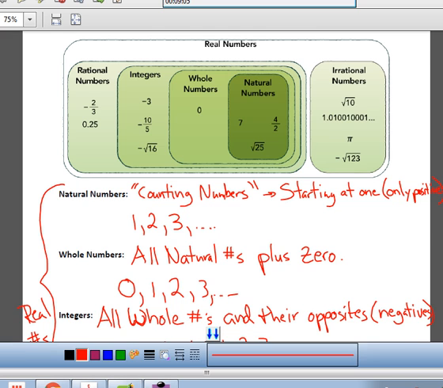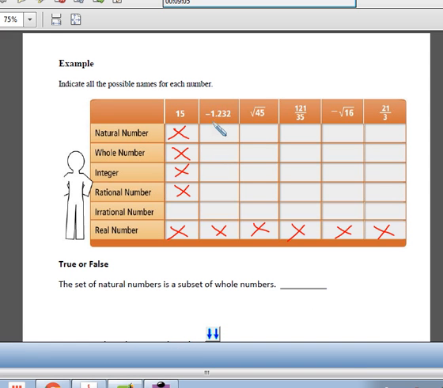All right? So, back to this. -1.232. Well, it's not a natural number or a whole number, or an integer, because integers, even though they include negatives, don't include the decimals. So this is just rational. Square root of 45, is that a perfect square? No, it is not. Irrational. 121 over 35. Now, that does not divide perfectly. It is not a nice decimal, but it is a decimal, so it is a rational, but not an integer, a whole number, or a natural number.